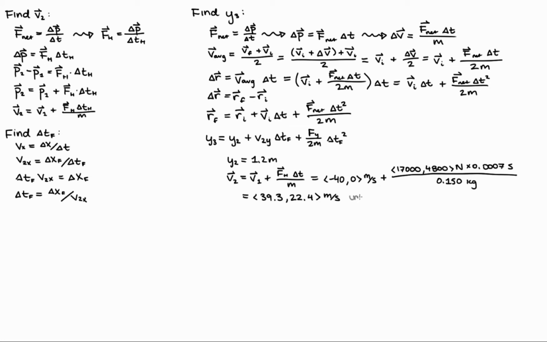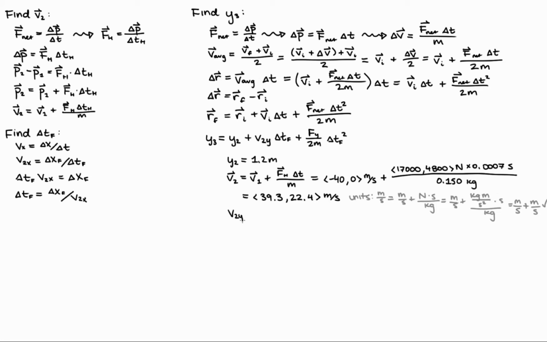We will now do a quick unit check of our result. We know that velocity 2 will have units of meters per second, velocity 1 has units of meters per second as well, and force has units of newtons, time has units of seconds, and mass has units of kilograms. Splitting the newtons into its component units of kilogram meters per second squared, we can see that the kilograms will cancel and one of the seconds will cancel, leaving us with meters per second plus meters per second as we desire.